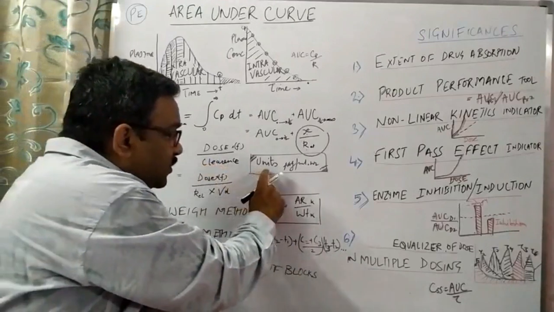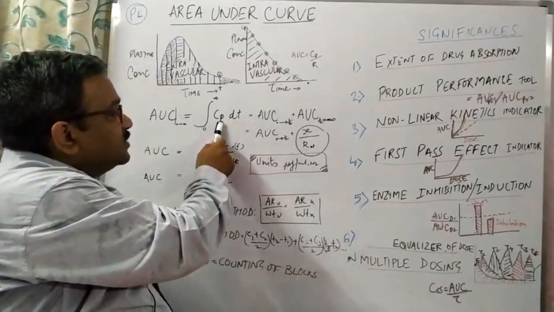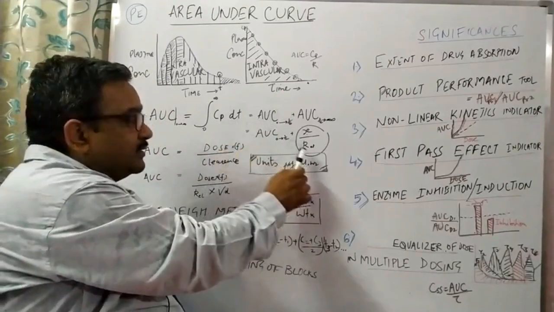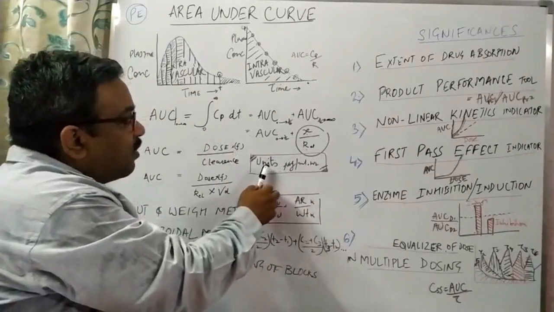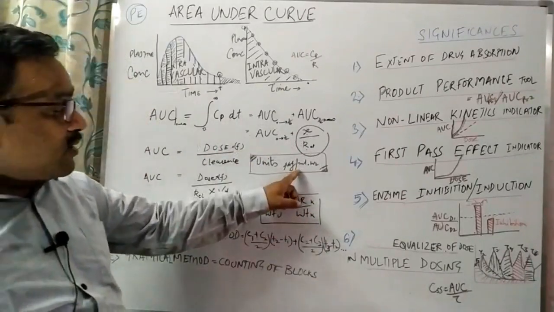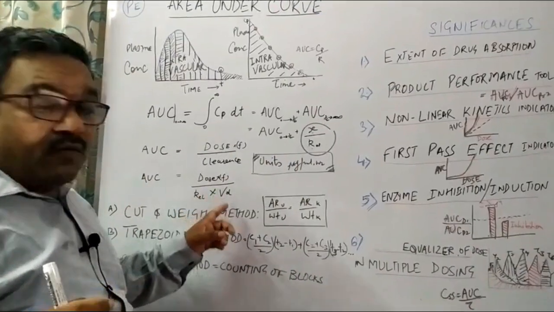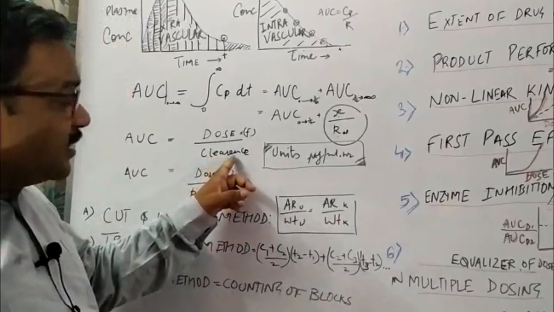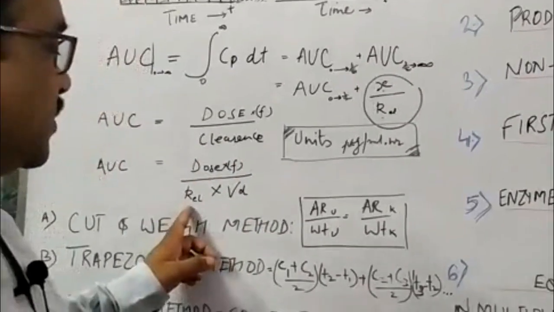So what is the unit of area under the curve? The unit of concentration is microgram per ml. What is the unit of time? Is it in hours or in minutes? So the unit of area under the curve is microgram per ml into hour. We can also calculate it if the volume of distribution is given, since we know that clearance is equal to the volume of distribution multiplied by the elimination rate constant.